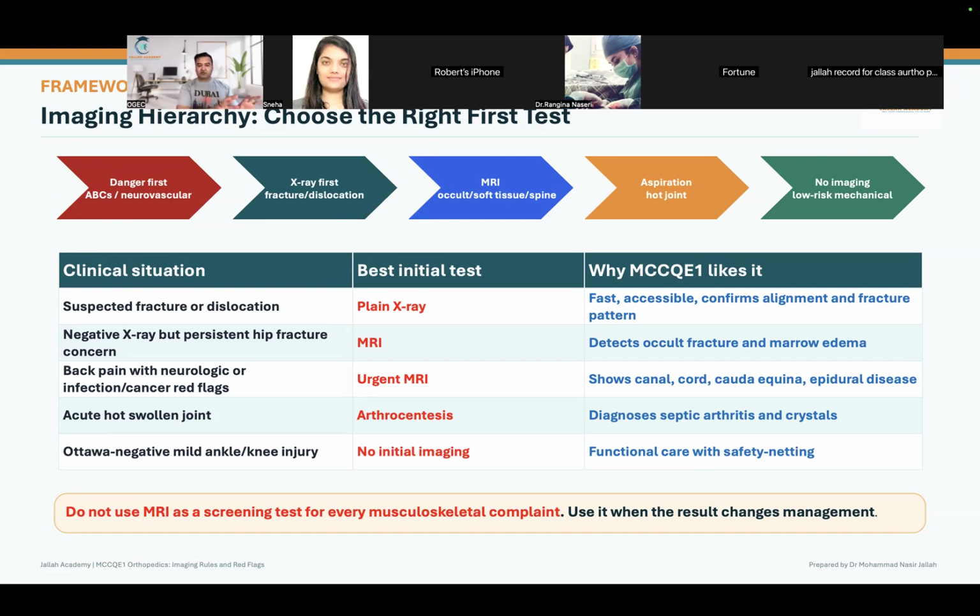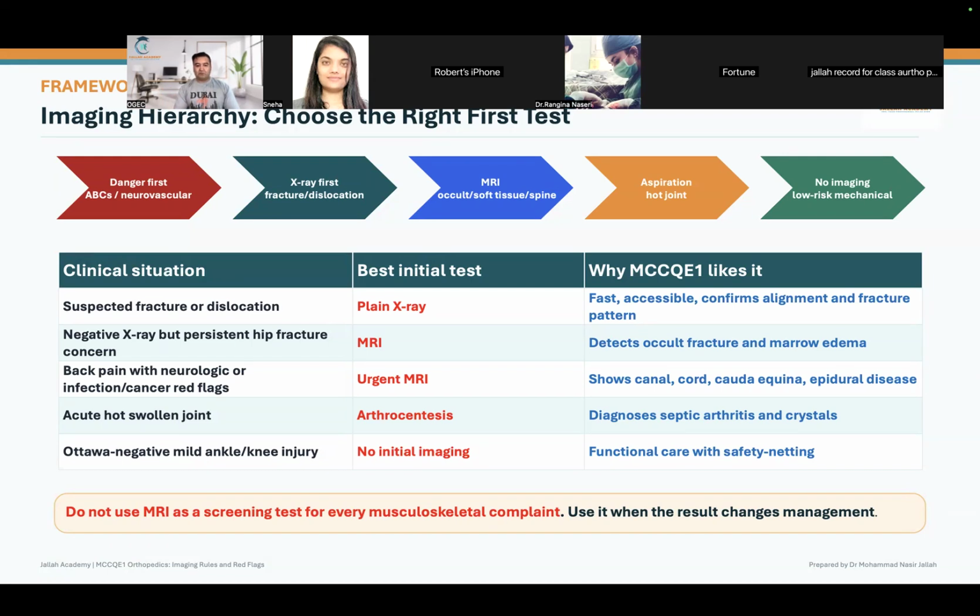Acute hot swollen joint. What is it? Septic arthritis until proven otherwise. So how should I approach this? Arthrocentesis, to diagnose septic arthritis and crystal arthropathy. Obviously, because it's monoarthritis, you have to rule out the other conditions which present like monoarthritis, like gouty arthritis and so on.